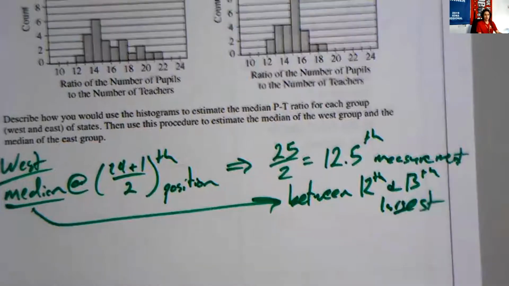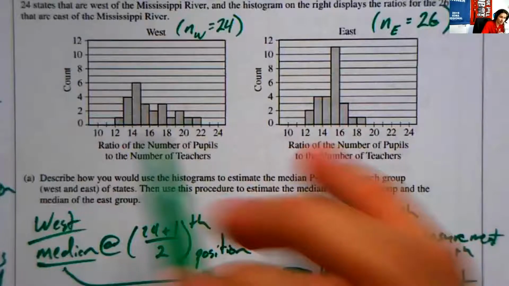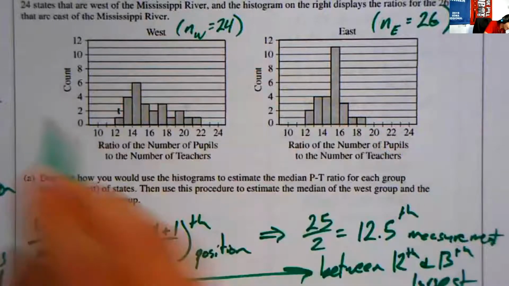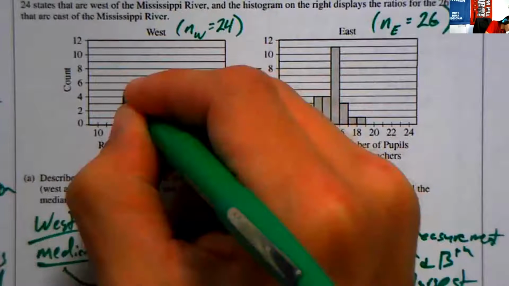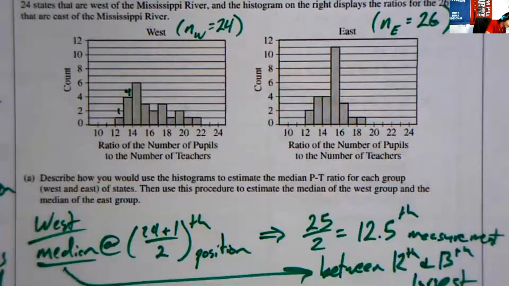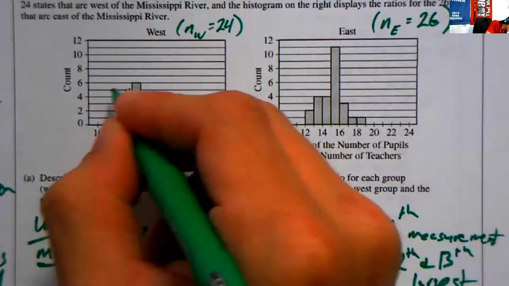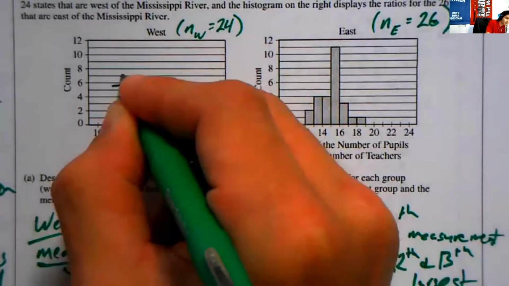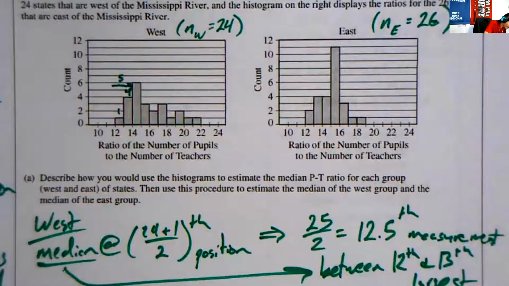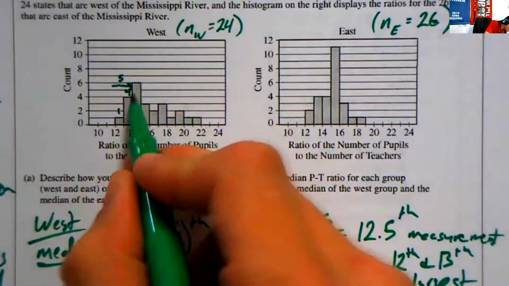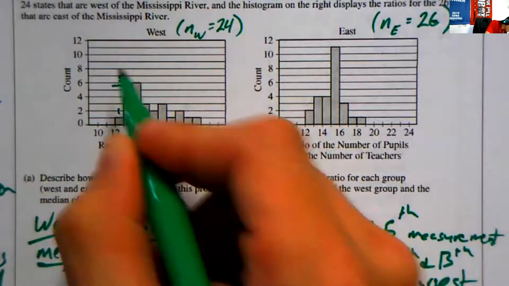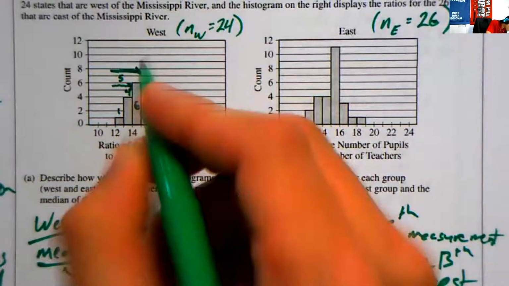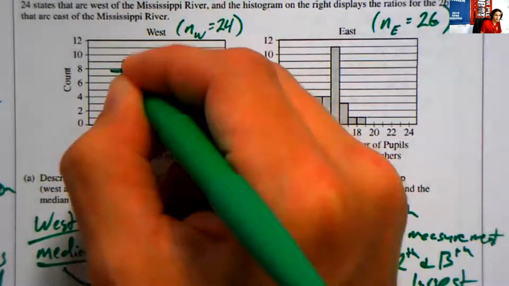Where is that? All right, so let's look over here in the west. We have 1 accounted for here. We have a total of 4 accounted for here. All right, well, how many are accounted for up until then? There's 5 accounted for up until there. And if there are 6 more in this, we've accounted for 11 of the total measurements. Think about that.